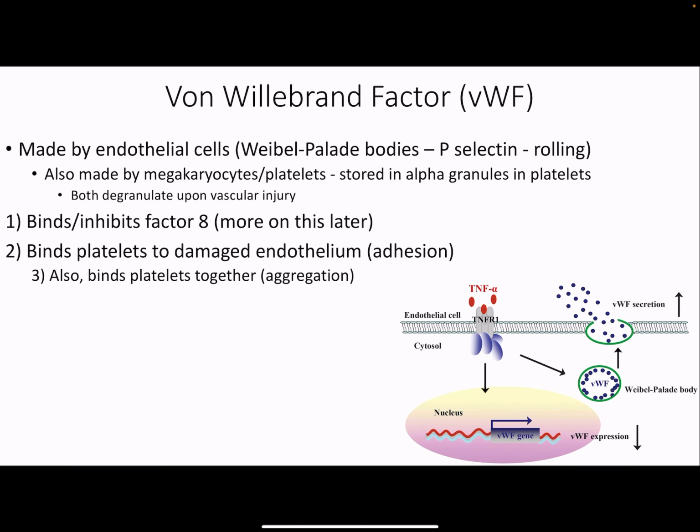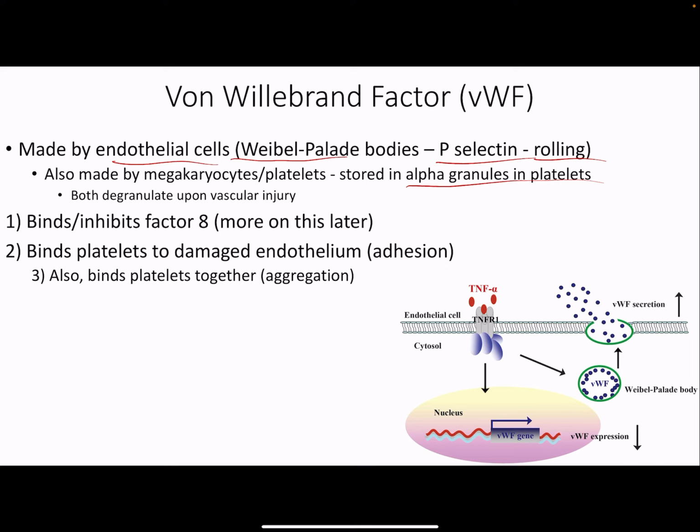Von Willebrand factor is going to be an important molecule both for platelets and the coagulation factors. This is made by endothelial cells and stored in Weibel-Palade bodies. So we saw this with neutrophil migration. This is where the rolling came into play with P-selectins, but this also now stores von Willebrand factor. It's also made by megakaryocytes, which make platelets, so it's going to be stored in alpha granules in platelets. So von Willebrand factor is both in Weibel-Palade bodies and also in alpha granules.